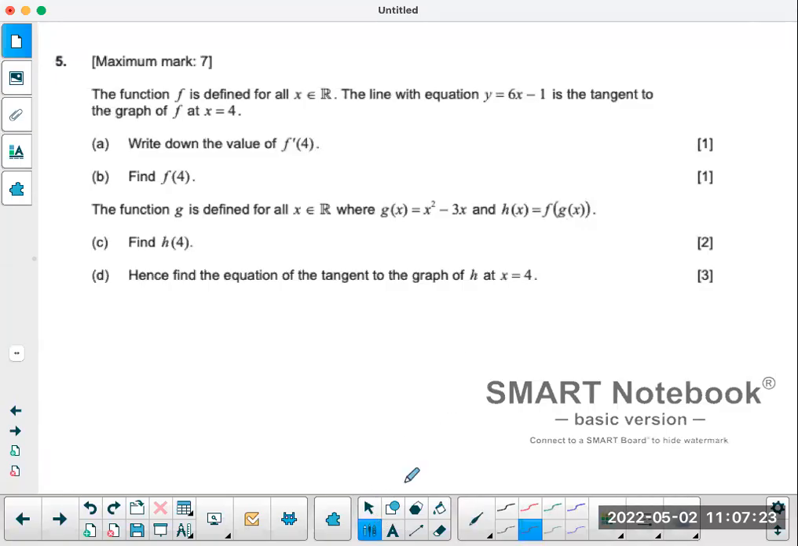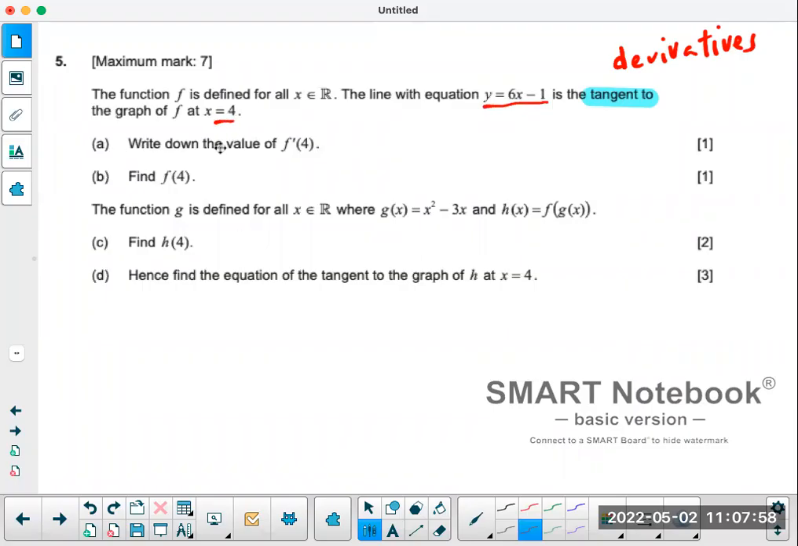Okay, so number 5 here, as you can tell by reading the question, the first word that catches your eye should be tangent, right? So the line with the equation y equals 6x minus 1 is the tangent to the graph of f at x equals 4. That means it's something to do with derivatives. But they didn't give us the function to take the derivative. They just say the tangent line is y equals 6x minus 1 at x equals 4.